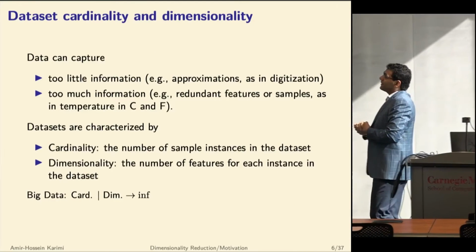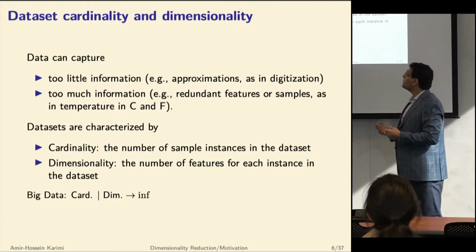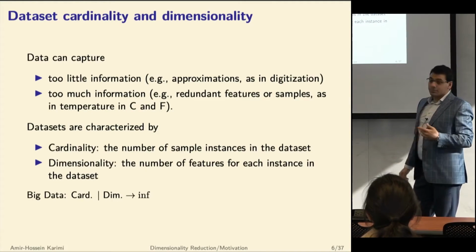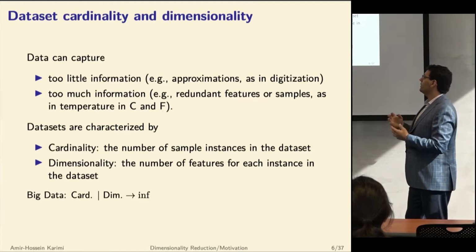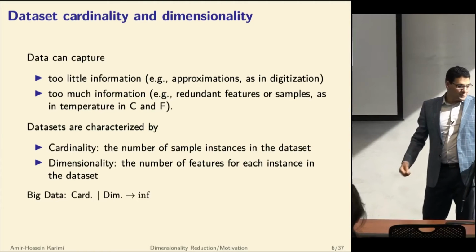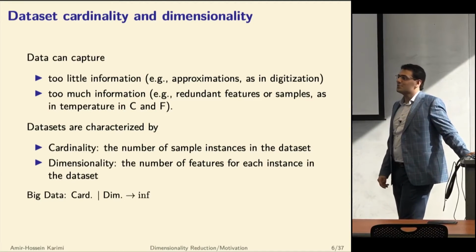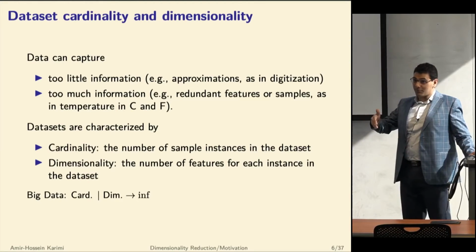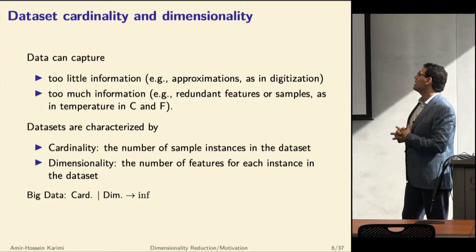So data can capture too little information, as we saw in the previous slides. It can be a summary of the data, but it can also sometimes capture too much information, which is sometimes called collinearity of different features that exist. For instance, you folks in the States use Fahrenheit to represent degree of temperature. In most other countries, we use Celsius. And if you have a data set that comprises both of these together, it's redundant information because there's a direct linear mapping between them.